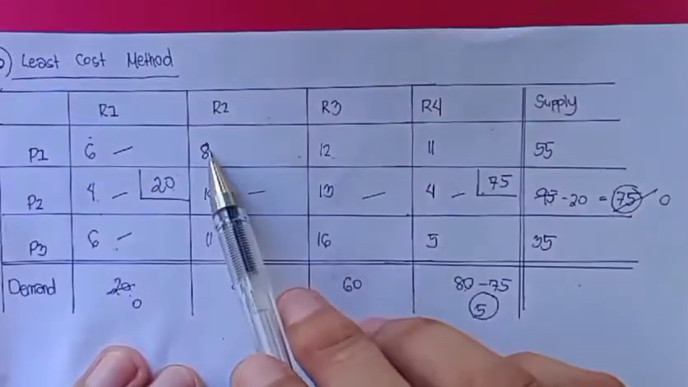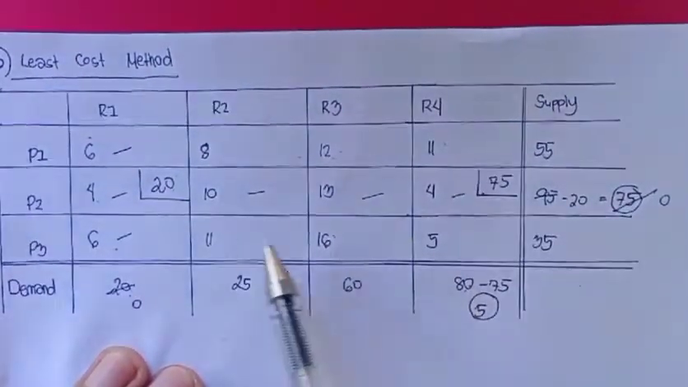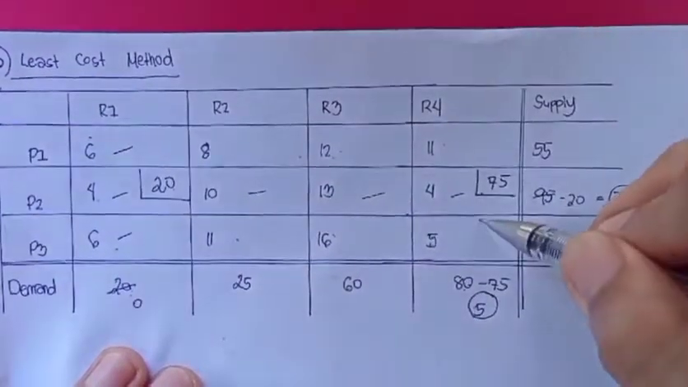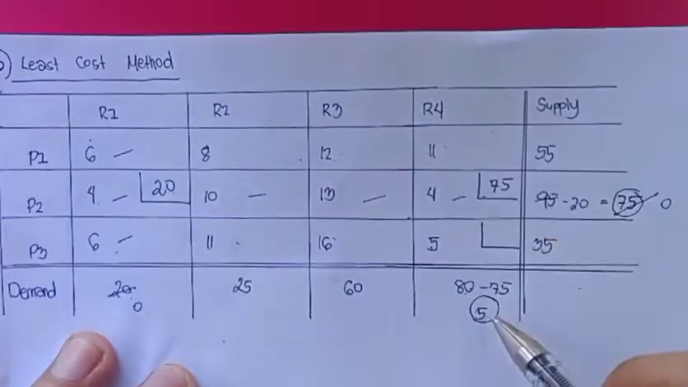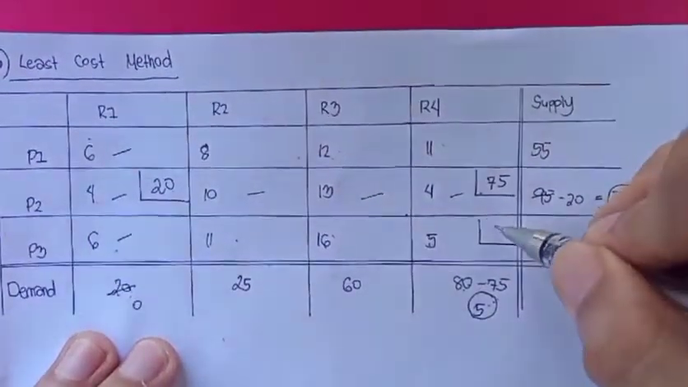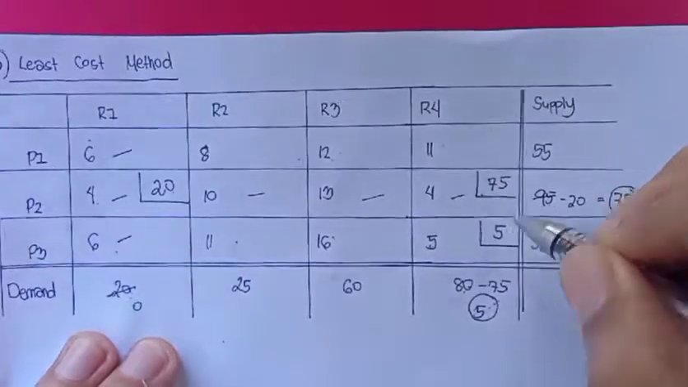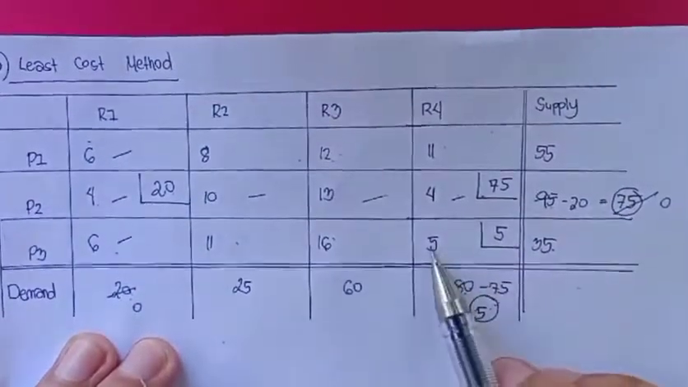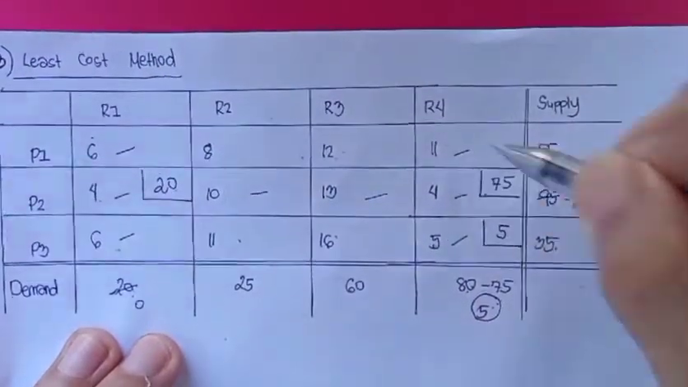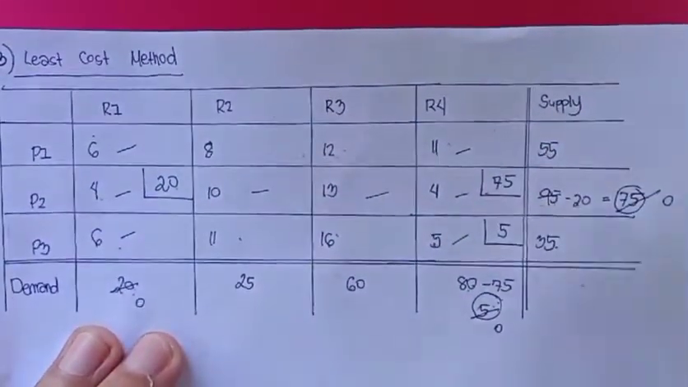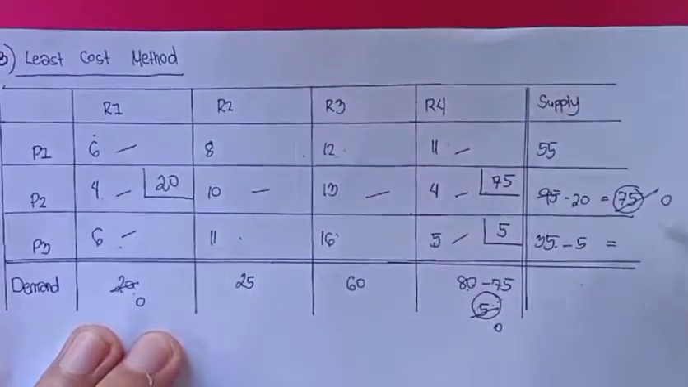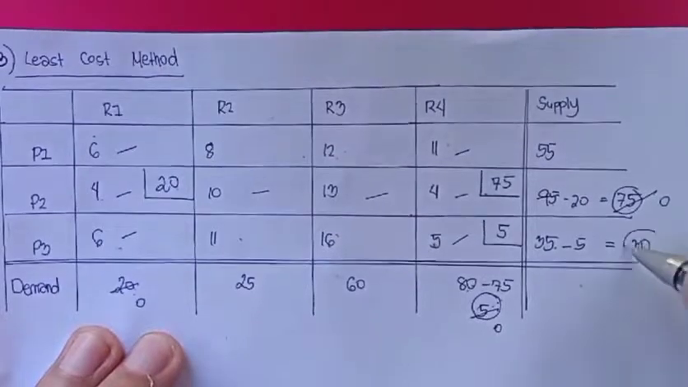Next, the least transportation cost is 5. So in this cell, the demand is 5 and the supply is 35. So the minimum is 5. So we will allocate 5 here in P3R4. And this column is satisfied. And we will deduct 5 in the third row. So the remaining supply is 30.